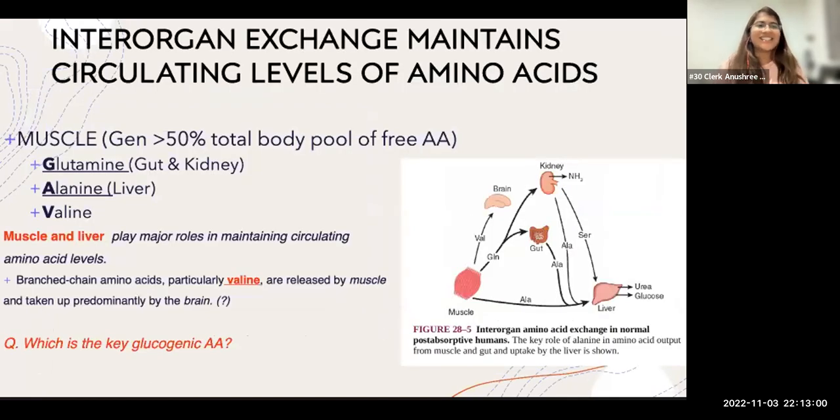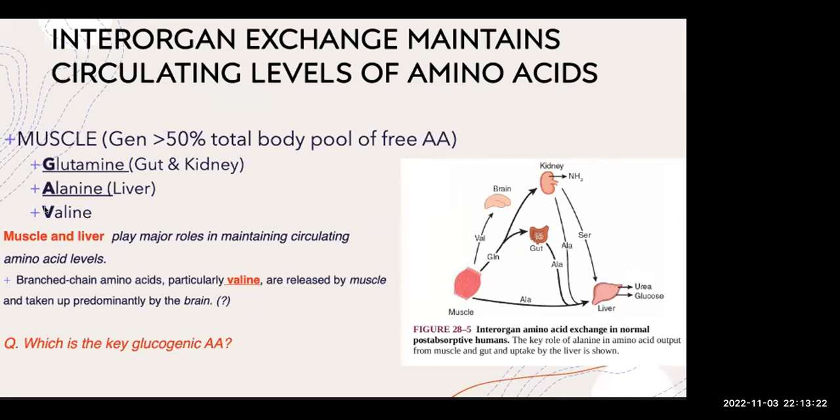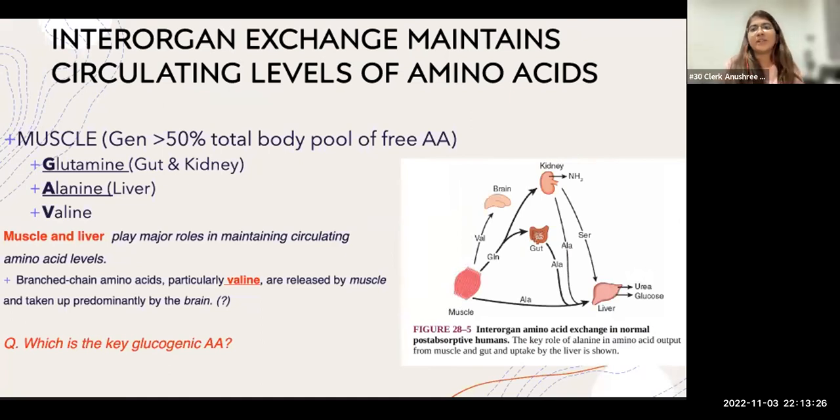Inter-organ exchange is the one that maintains the circulating levels of amino acids. We all know that different amino acids are released by different organs, as mentioned in the book. Mainly we are going to talk about muscle, because it generates more than half of the total pool of free amino acids.